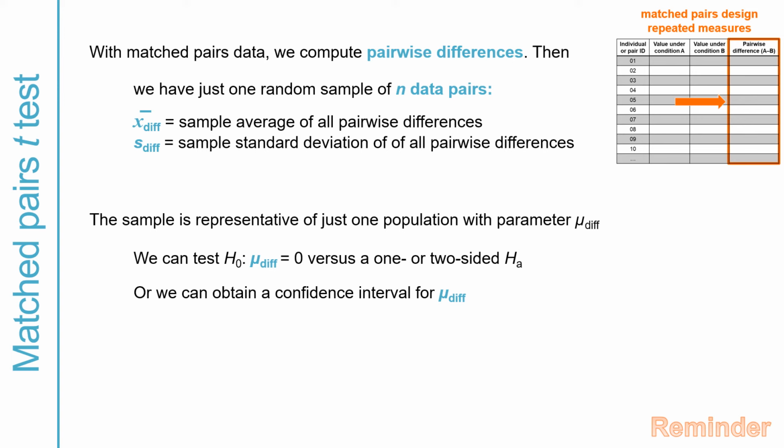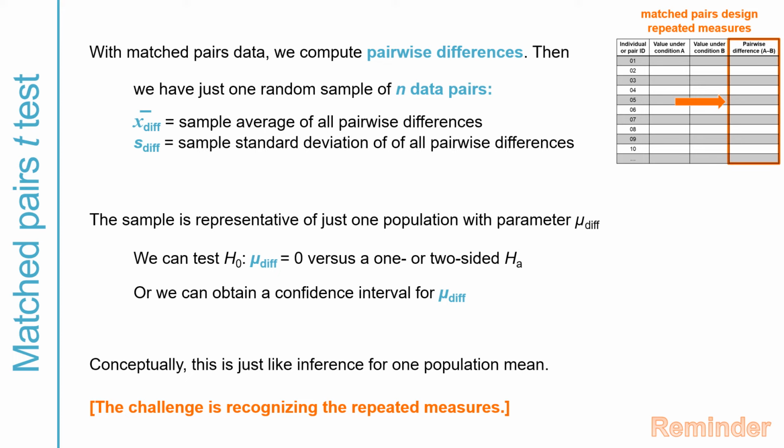We can test the null hypothesis that the mean mu diff is equal to 0. There is no difference overall on average in the target population versus either a one-sided or two-sided alternative. Or we can obtain a confidence interval for the parameter mu diff. Mathematically, this is equivalent to a one-sample t procedure.